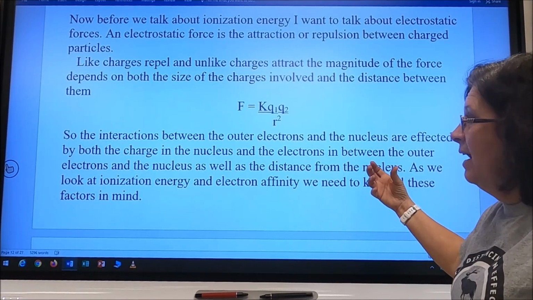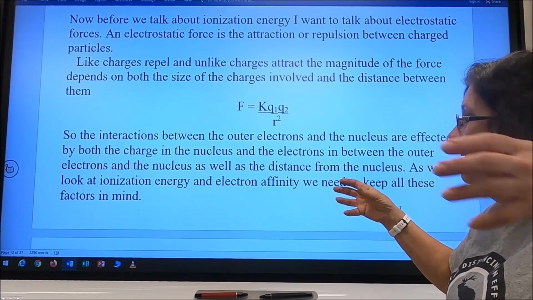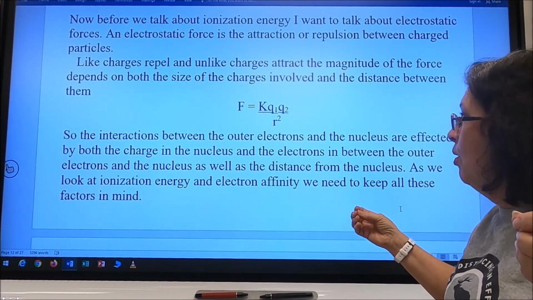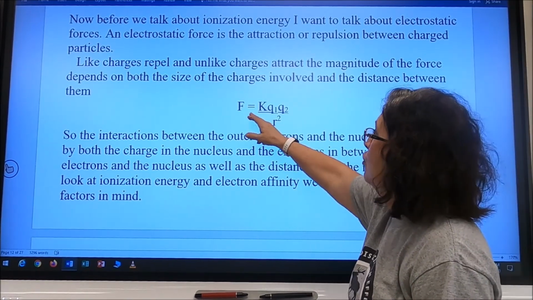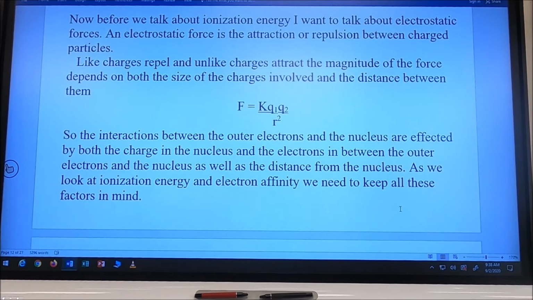The further an electron is from the nucleus, on average, the easier it's going to be to pull that electron away, because the attractive force between the nucleus and the electron is going to be less. So outer electrons, because of effective nuclear charge, the bigger an atom gets, usually the easier it's going to be to pull off an electron. So let's talk about ionization energy.